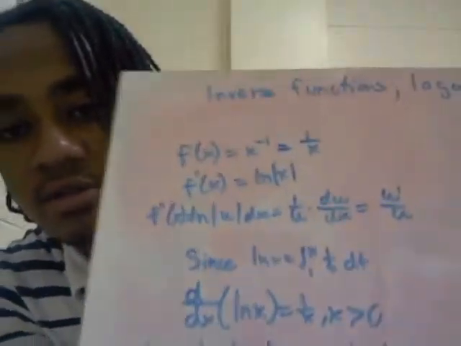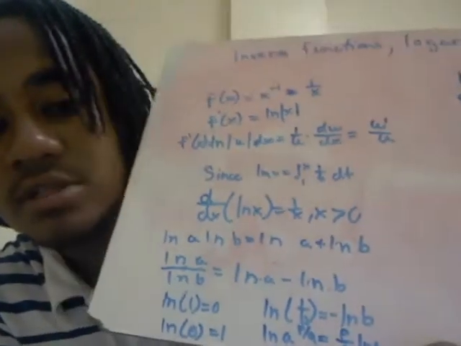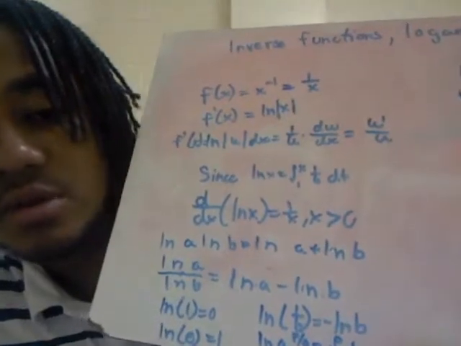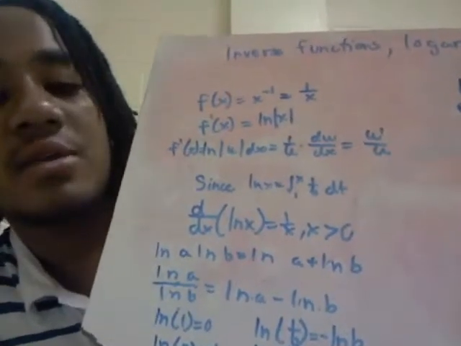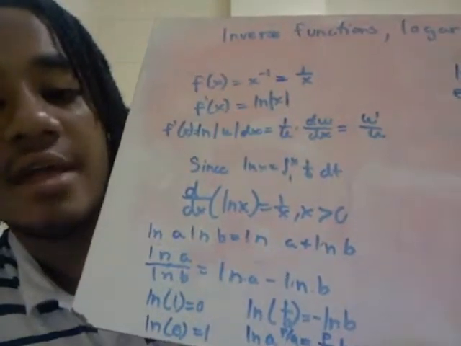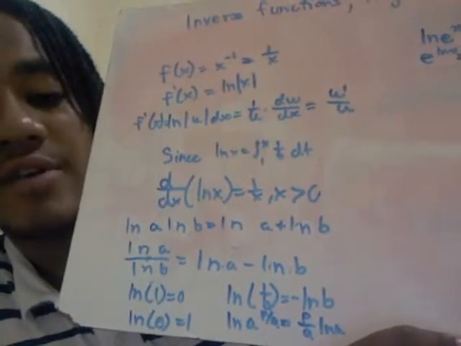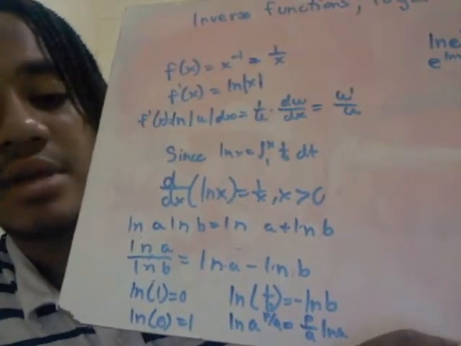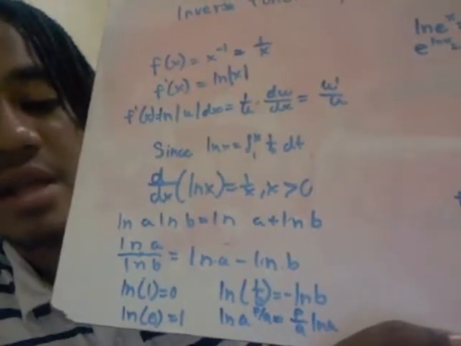Now there are also logarithm rules, which are: natural log of a times b equals the natural log of a plus the natural log of b, and also the natural log of a over b equals the natural log of a minus natural log of b.